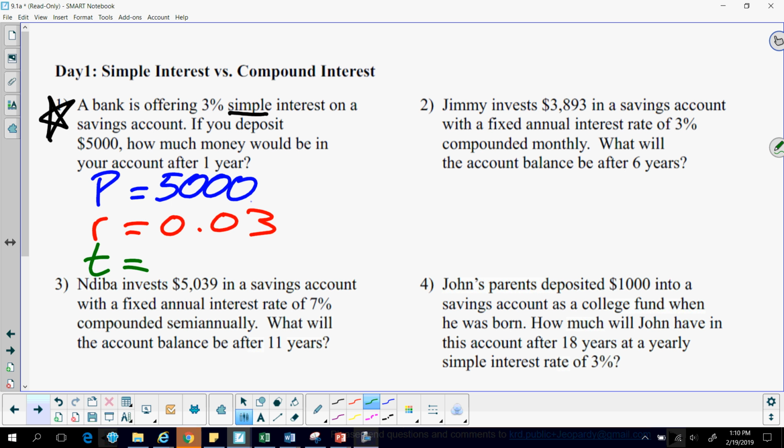So what's the timeline? How long am I waiting? 1 year. It's asking after 1 year. Okay. Is it asking me to find the interest or the total amount? Interest. It says interest. Total.